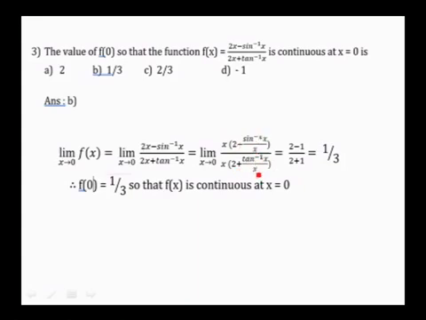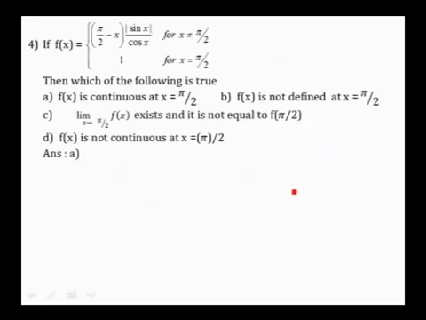Tan inverse x by x, we have already discussed in the limits that tan inverse x by x as x tends to 0 is 1, and sin inverse x by x as x tends to 0 is also 1. So (2 minus 1) over (2 plus 1), that is 1 by 3. So f(0) is 1 by 3. So that f(x) is continuous at x equals 0, I must take the value of f(0) as 1 by 3. Then only we say f(x) is continuous, because limit of f(x) as x tends to 0 must be equal to f(0). So f(0) must be 1 by 3.